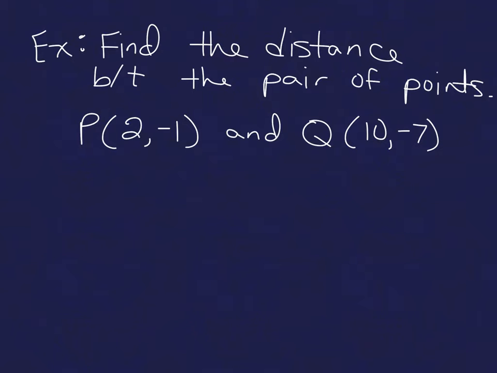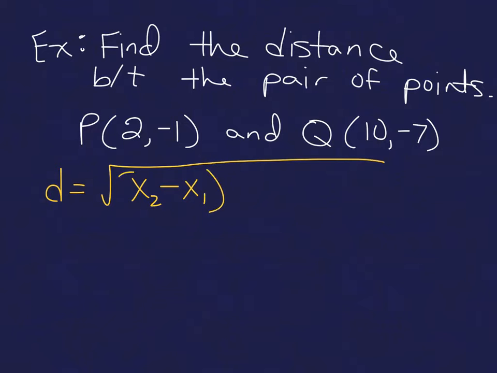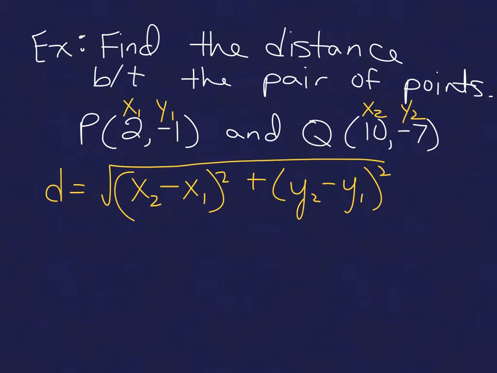Okay, so the first thing that we're going to do, since we're trying to find the distance, is, of course, go ahead and write down our formula. So the difference of our x's squared plus the difference of our y's squared. Okay, so let's label this. This is our first point, so this is our x1, y1. This is our second point, this Q, so that is x2, y2. Okay, so let's go ahead and substitute these values in.